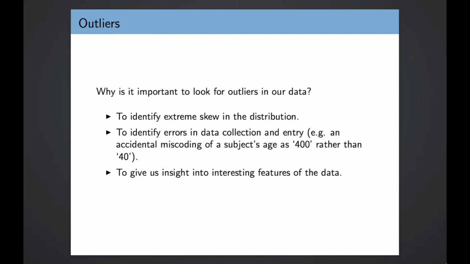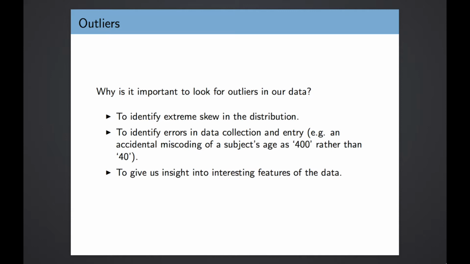So why should we pay attention to unusual observations, to observations that have extremely different values from the rest of the data in our sample? Why are we not just treating these observations like any other? Well, there are a couple of reasons. First is to identify if the distribution is extremely skewed. That can be worthwhile to know in terms of the shape of the distribution.